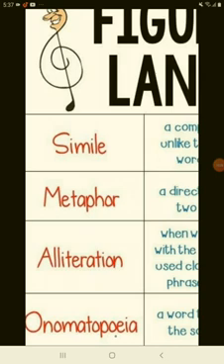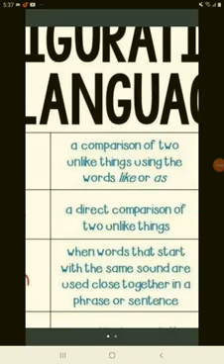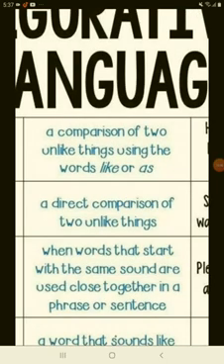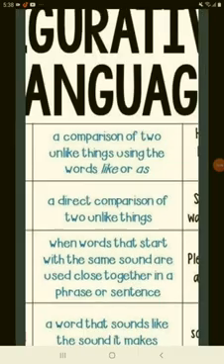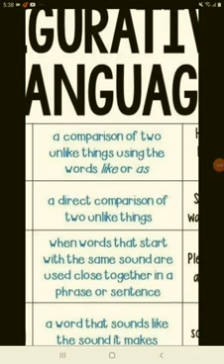Let us look at alliteration now. What is an alliteration? Now, when words that start with the same sound are used close together in a phrase or in a sentence. That means they start with the same sound. Now, it could be any kind of sound. Let us see an example.